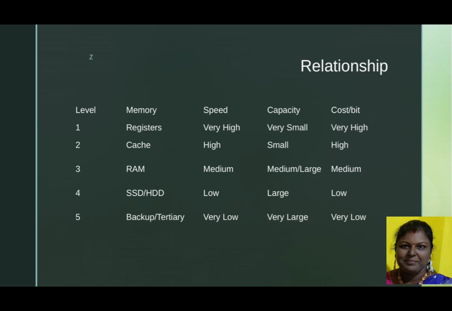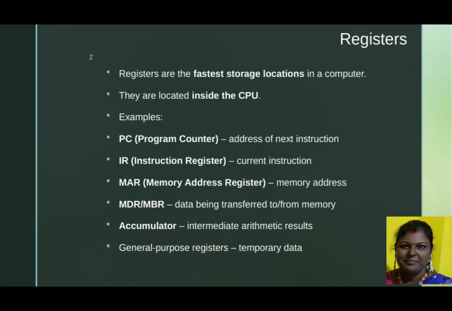Registers are the fastest storage spots in a computer, right inside the CPU itself. They hold critical information we need instantly. For example, the program counter keeps track of the next instruction to run. The instruction register holds the current instruction. The memory address register points to specific memory locations. The memory data register carries data moving to or from memory. Then there's the accumulator, which stores intermediate math results. And finally, general-purpose registers handle temporary data. These registers keep everything running smoothly and quickly.